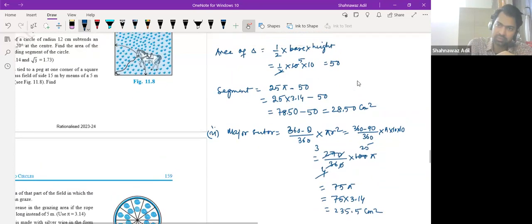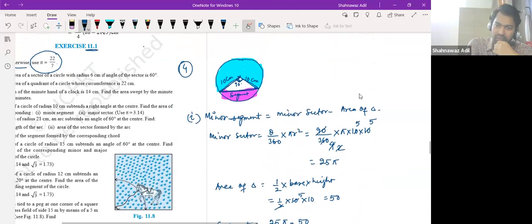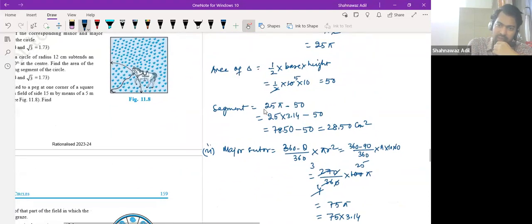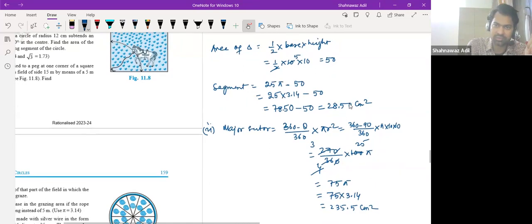In my school, my sir takes common to make it easy. Yes, in here we can also, this is 25 and 50, so we can take 25 common and then pi minus 2. Yes, that is also good.